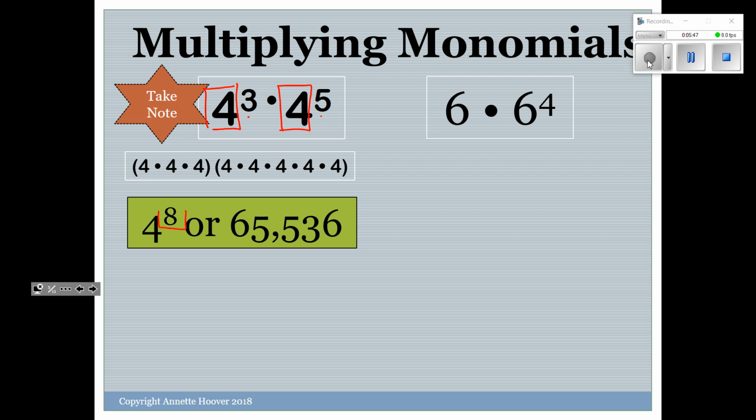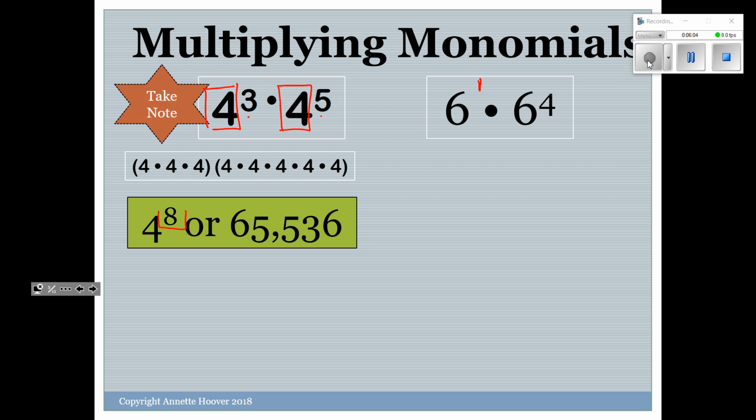So in this next example, we have a base of 6. We have the same base. You do not see an exponent on the first 6, so it's understood an invisible 1. So you have 6 one time. Then you multiply that times the factor of 6 4 more times.